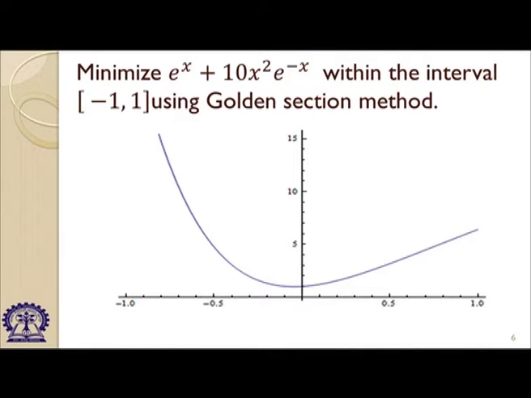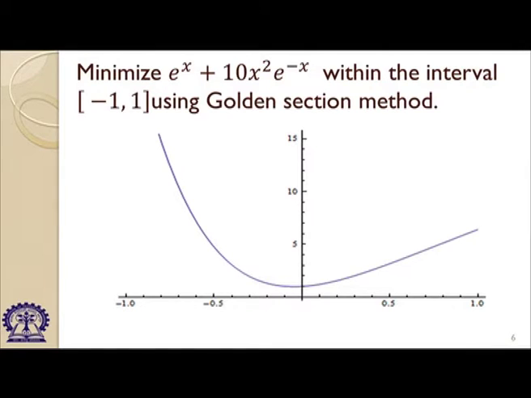Now let us try to find the minimization of the function e to the power x plus 10 into x square e to the power minus x. If we look at the functional description, the function is very complicated in nature, because there is involvement of the exponential functions e to the power x and e to the power minus x, and if we want to apply classical optimization techniques, it may be a little bit difficult to get the values very easily.